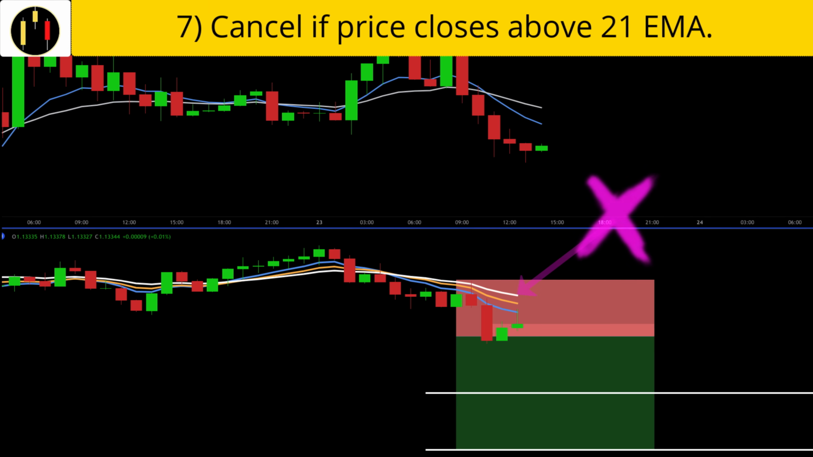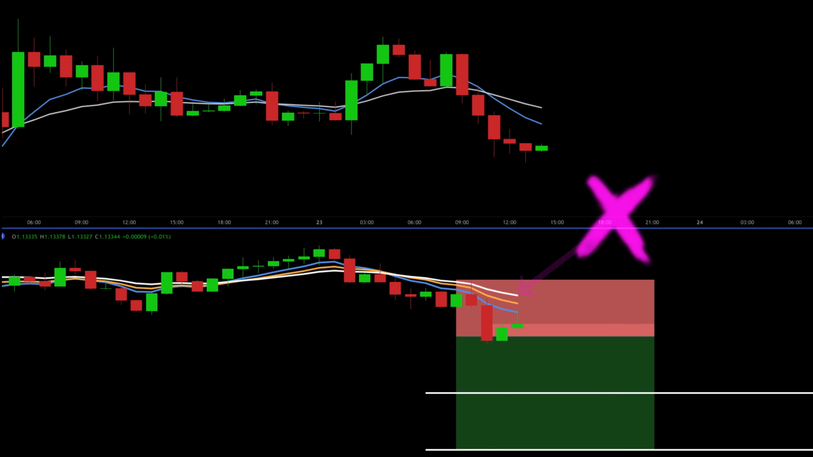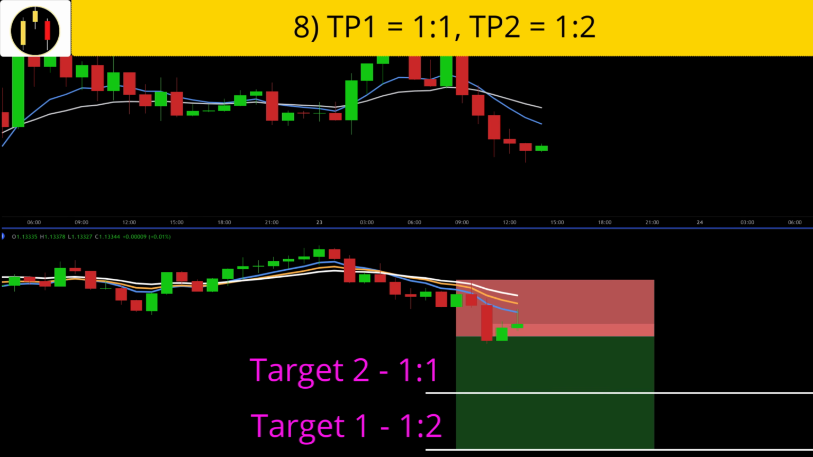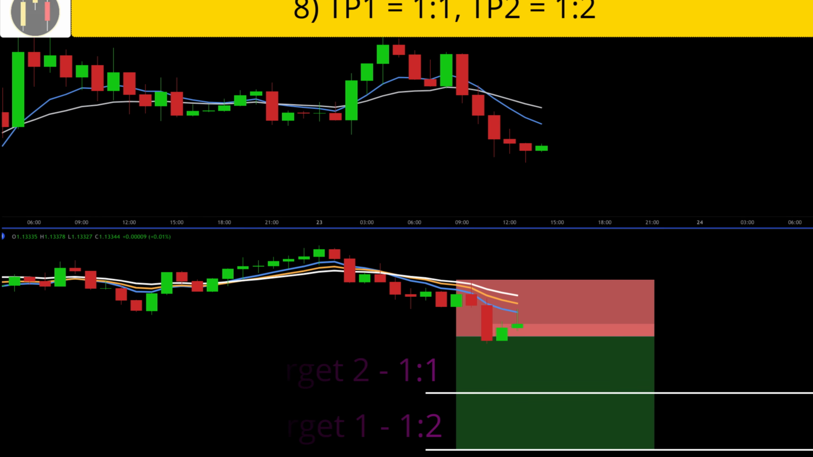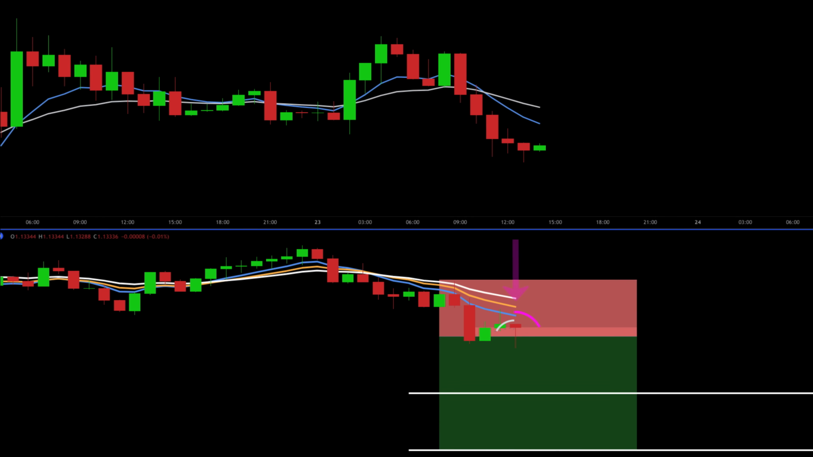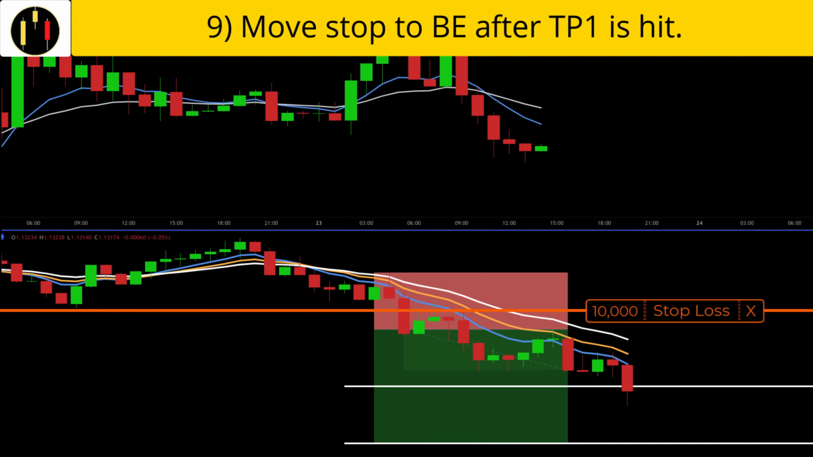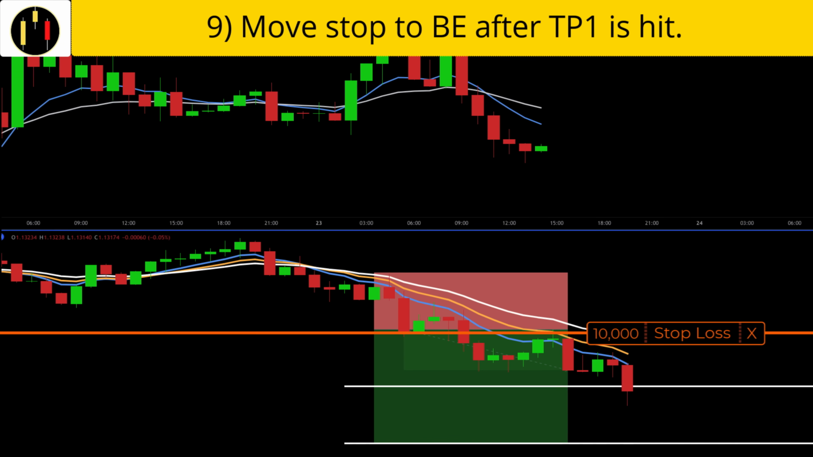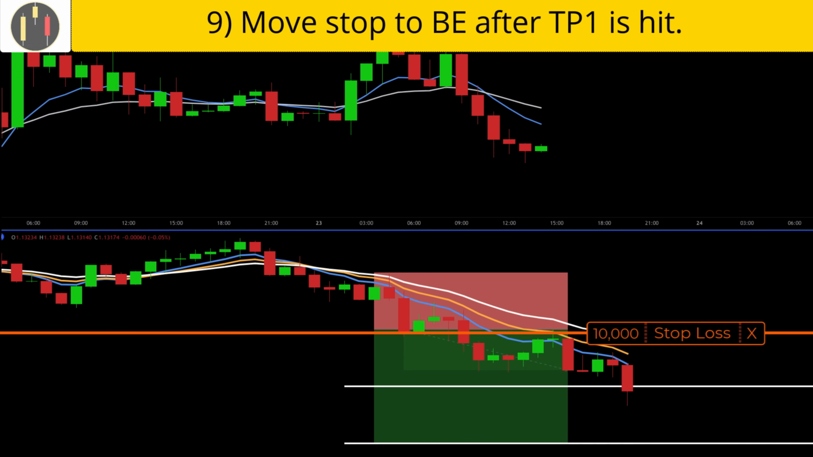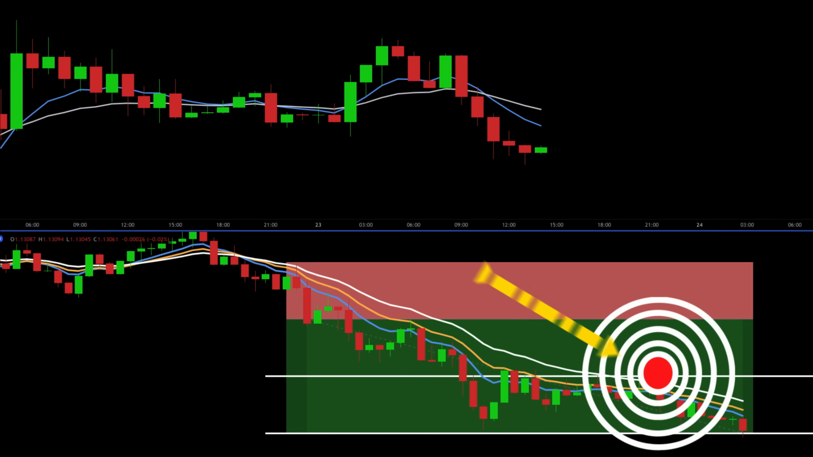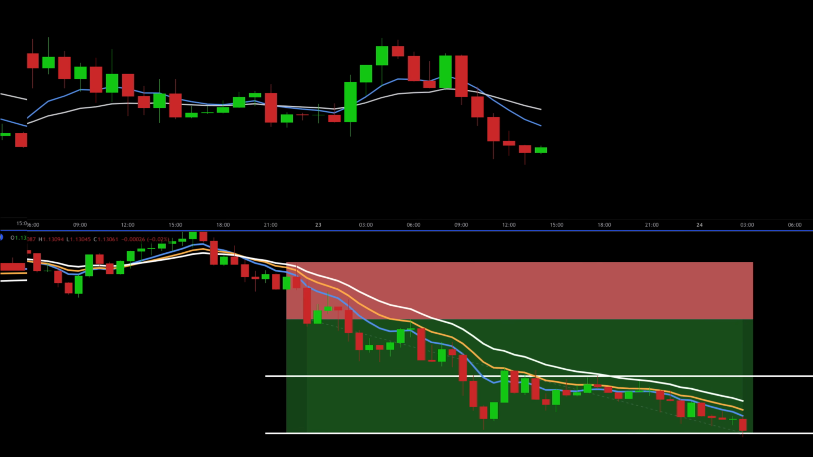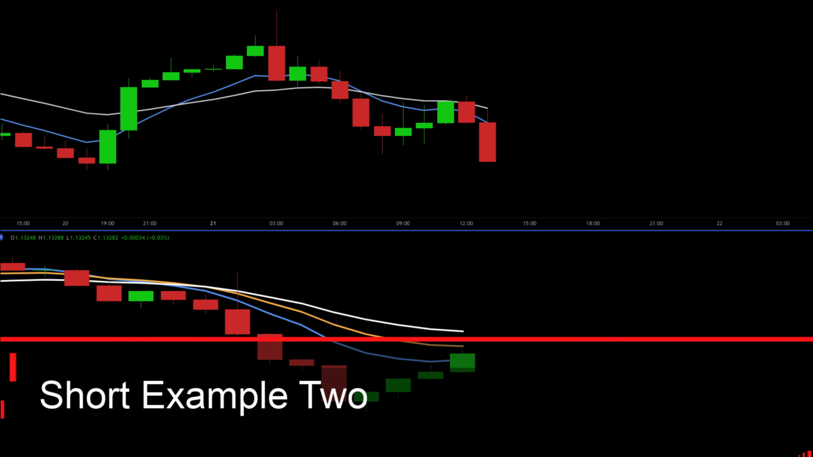The setup is canceled if price closes above the 21 EMA in white. Target 1 is 1-to-1 for half the position, and target 2 is 2 times risk for the other half. Our sell stop is hit on this candle and the trade is entered. When target 1 is hit, move the stop to break even and target 1-to-2 for the second half. And this short hits the target. I'm going to give you one more quick short example.